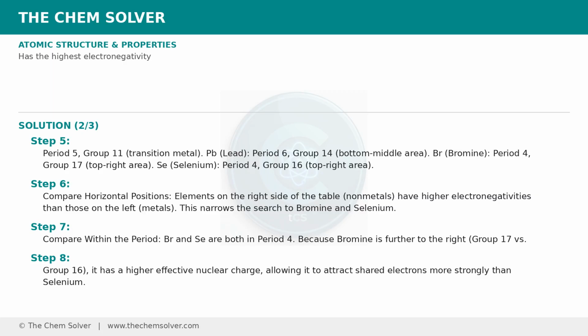Pb, lead: period 6, group 14, bottom middle area. Br, bromine: period 4, group 17, top right area. Se, selenium: period 4, group 16, top right area.